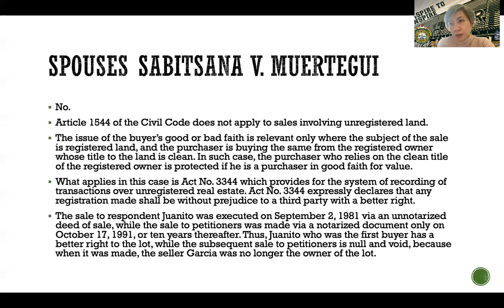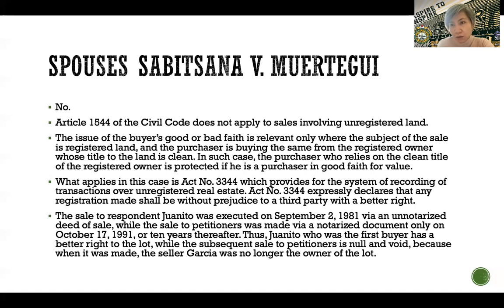So what the court applied here is Act 3344. Okay, and Act 3344 expressly declares that any registration made shall be without prejudice to a third party with a better right. So applying that particular provision in 3344, guys, the court held that the sale to respondent Juanito was executed on September 2, 1981. And this was through an unnotarized deed of sale.